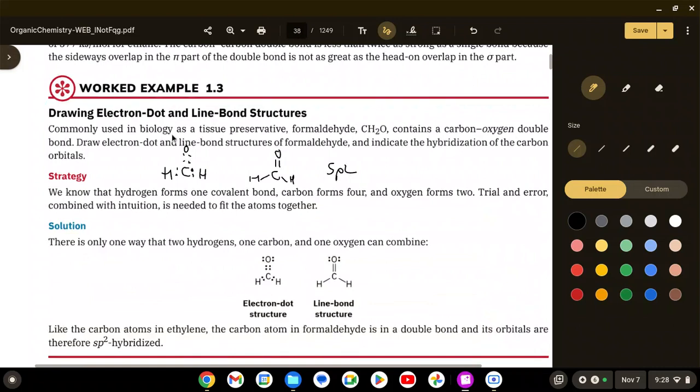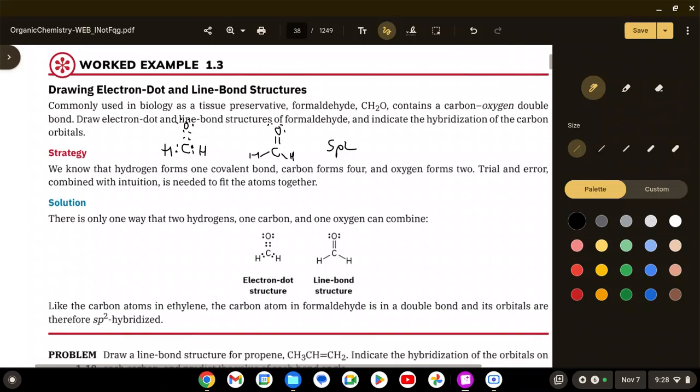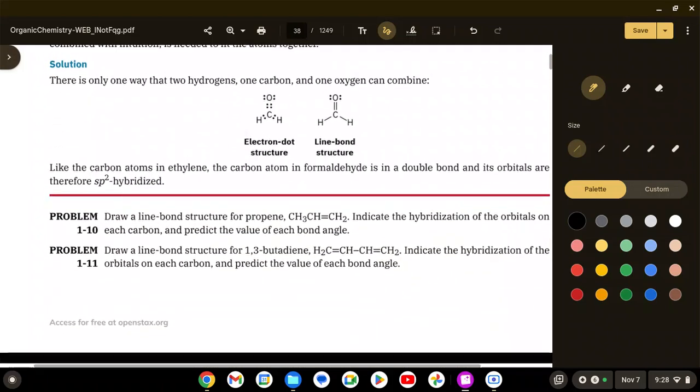Oh, I forgot the... I always just assume lone pairs, but it's always good to put them in. There it is. All right, problem 110.